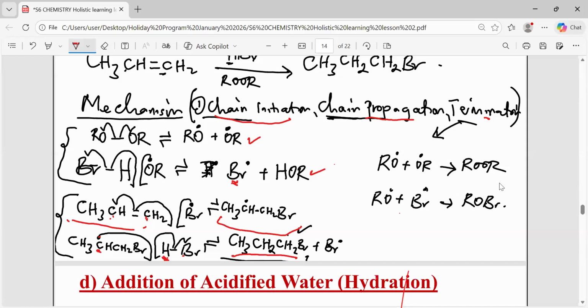What remains is chain termination, where the free radicals combine together to form back the original substances. Are we clear there? Yes. Okay, thank you. You can mute.